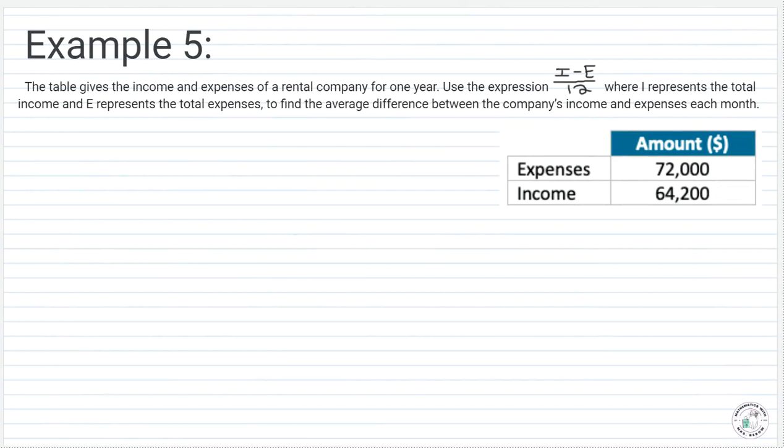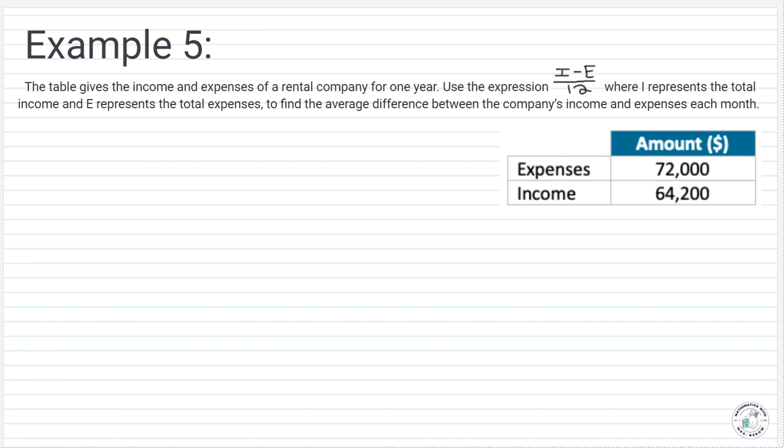All right, last one. On this last example, it says the table gives the income and expenses of a rental company for 1 year. Use the expression I minus E divided by 12, where I represents the total income and E represents the total expenses, to find the average difference between the company's income and expenses each month. So again, they give us the expression, they give us the formula. All we have to do is plug in those values so that we can actually figure out what the average difference between the company's income and expenses is.